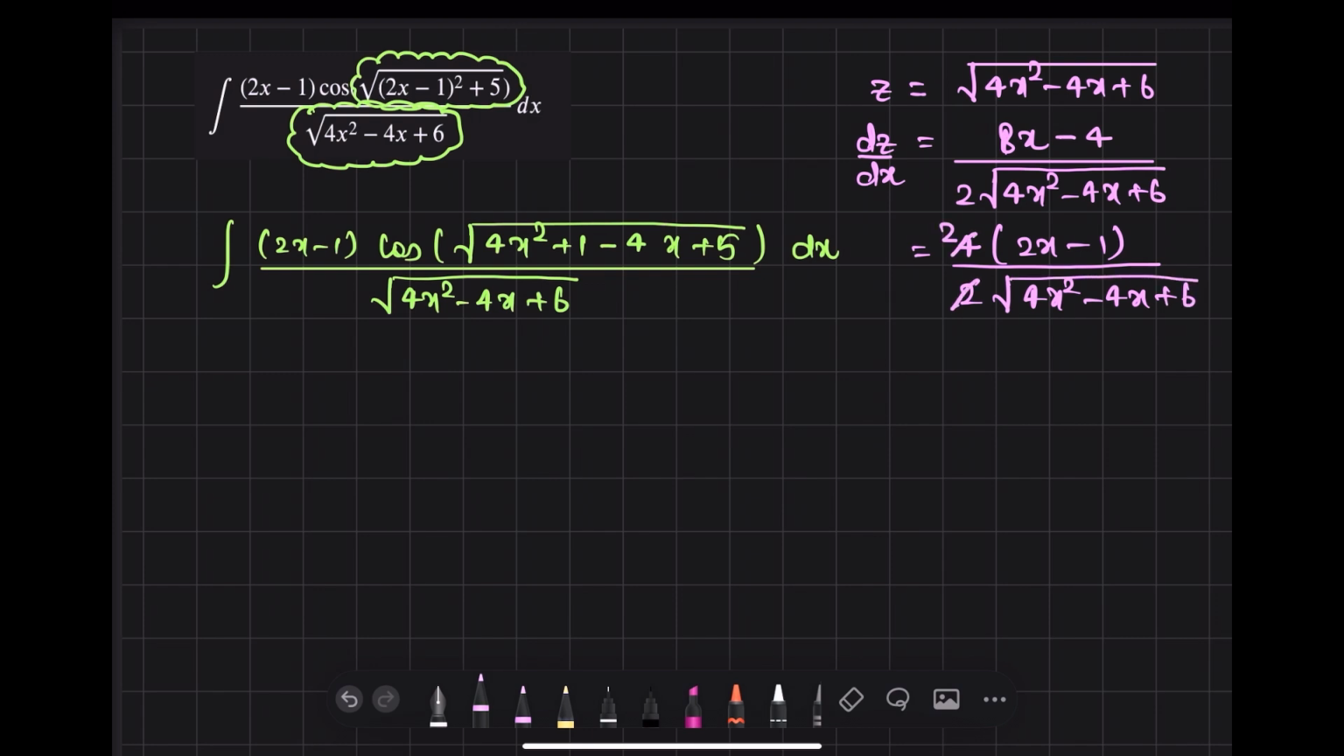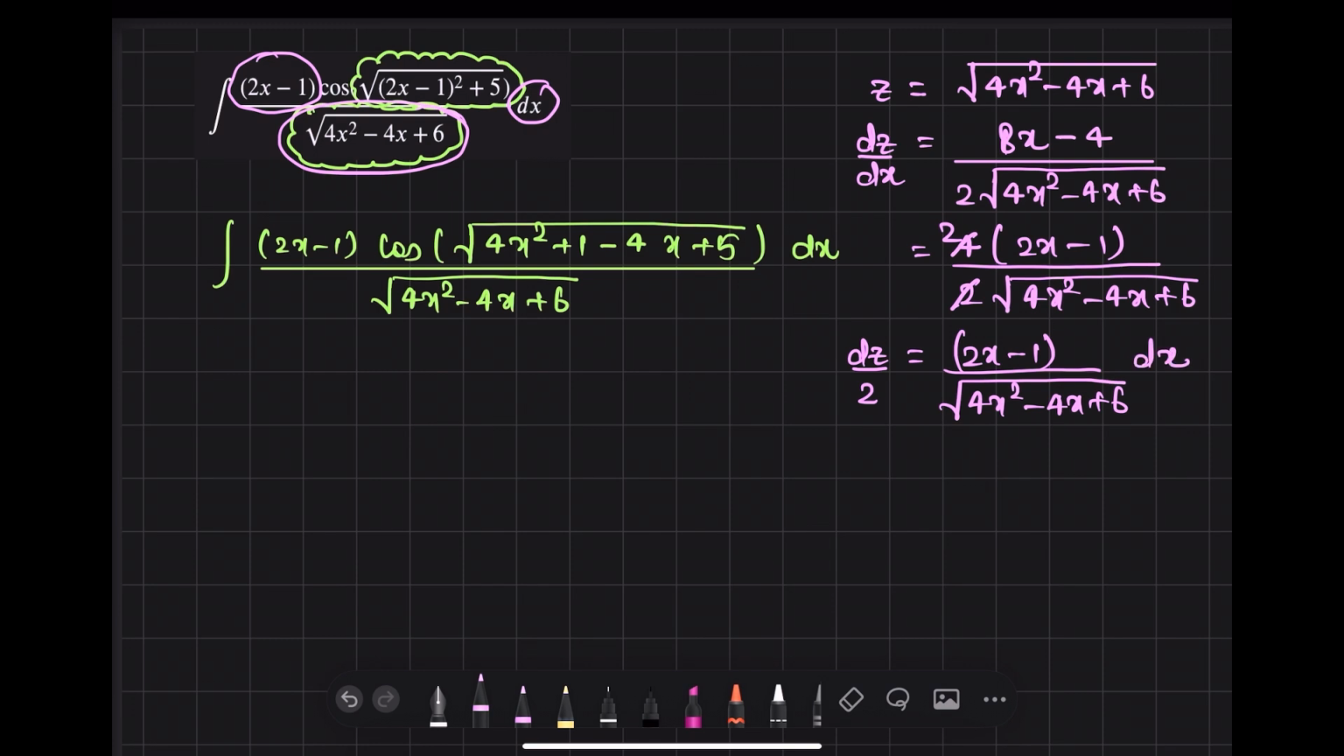Let's do the simplification. Now look at this. We have this entity, we have dx and we have the denominator thing. So can I apply the replacements as dz by 2 equals 2x minus 1 upon root over 4x square minus 4x plus 6 and then dx. So we will apply the whole replacement and we will be left with cos z dz, with 1 by 2.